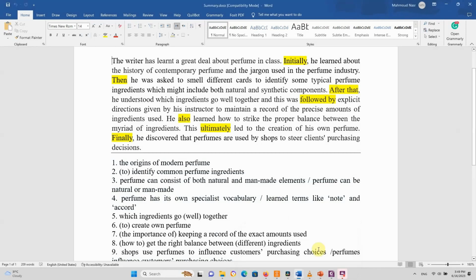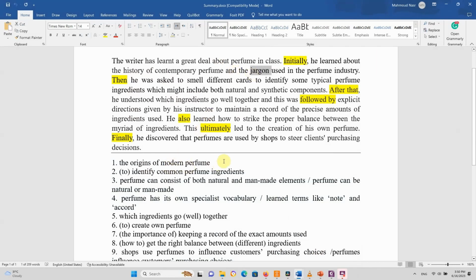Initially, he learned about the history of contemporary perfume. So this is point number 1, the history of contemporary perfume. I used the word history instead of the origins, and I used contemporary perfume instead of modern perfume. I also used the word jargon instead of specialist vocabulary.